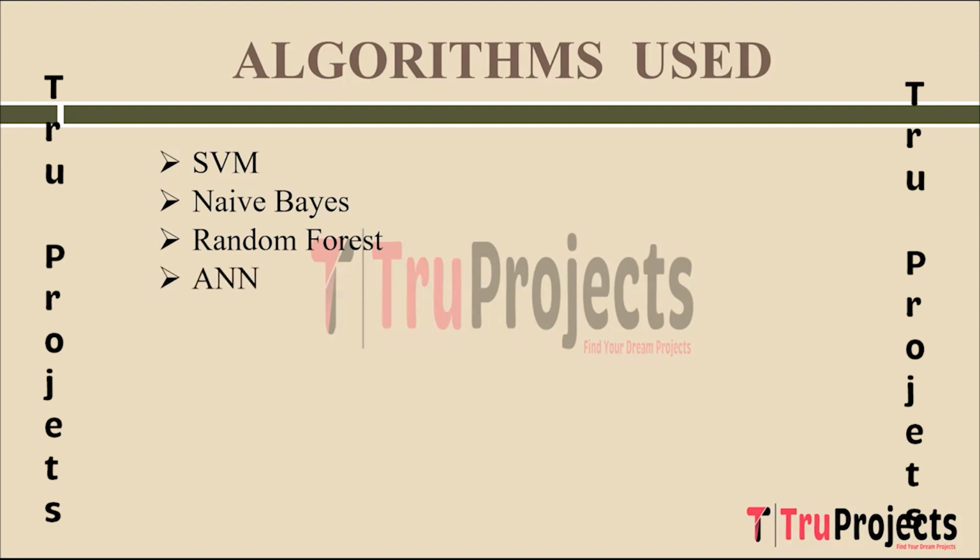ANN, Artificial Neural Networks. ANN are a class of machine learning models inspired by the structure and function of the human brain. They consist of interconnected nodes organized in layers. In the context of network security, ANN can learn complex patterns from network traffic data, making them suitable for intrusion detection tasks. Deep learning models, a subset of ANN, have shown promise in detecting sophisticated and evolving cyber threats.